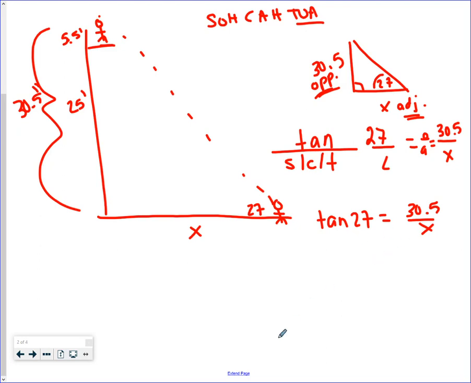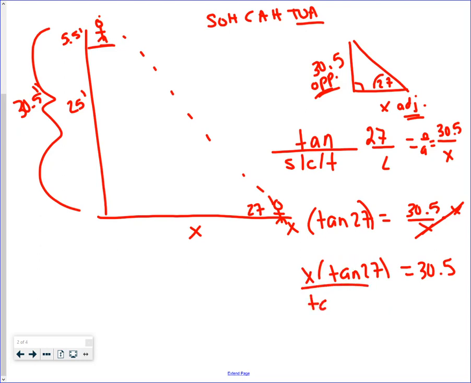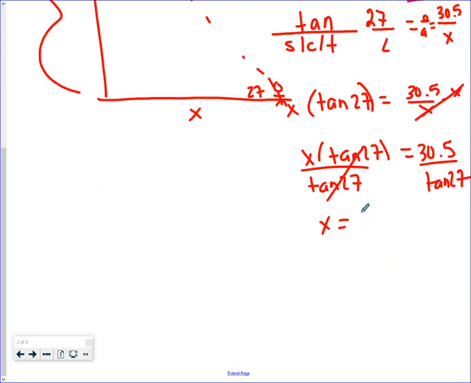So what am I going to do to get x alone? Yeah, most people just multiply by x, right? And what you do to one side, you have to do to the other. Is that okay? So that's x tangent of 27 equals 30 and a half. Now what's in the way of x being alone? This is in the way. What's it doing to x? Multiplying. So how do you get rid of it? Divide, right? And what I do to one side, I do to the other. So whatever my calculator tells me 30 and a half over tangent of 27 is, that's the answer.